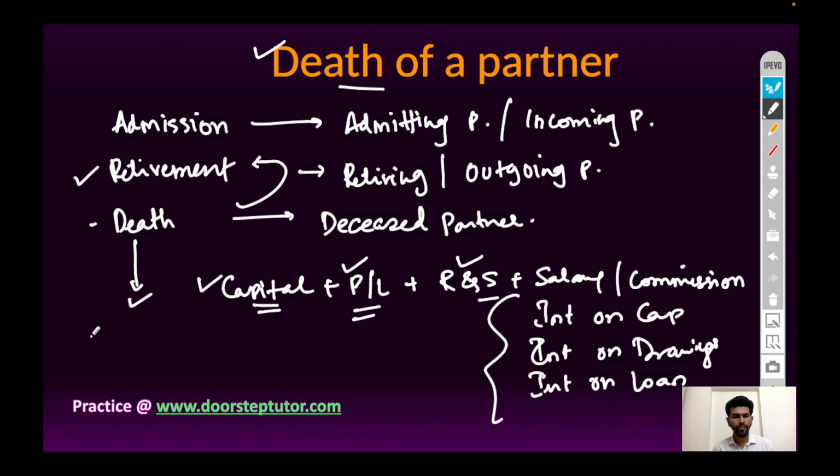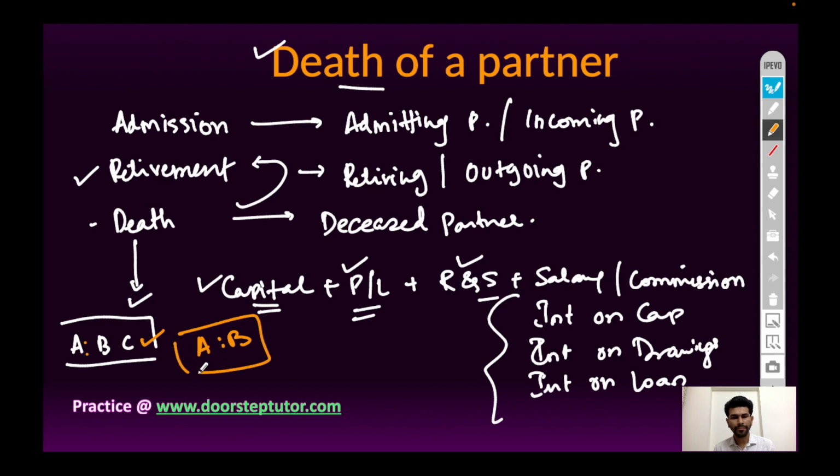But for example, if A, B, and C are old partners, and in case of death of partner C, Mr. A and B will continue the business. But in case there are two partners only, A and B, and in case of death of Mr. B, A cannot continue the partnership business, so the business will shut down. Business will wind up and dissolve.